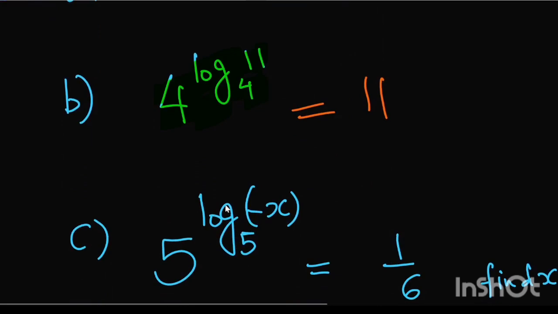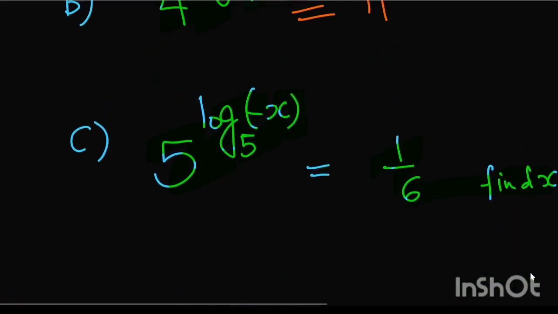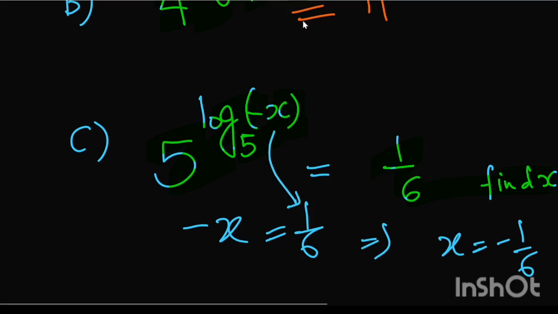Now suppose 5 to the power log of minus x base 5 is 1 by 6, what is x? So again using the same property, LHS can be written as minus x, equal to 1 by 6. So x is minus 1 by 6. Can x be negative? The answer is yes, because minus x is the argument which is positive. So no problem, this answer is acceptable. So x is minus 1 by 6.